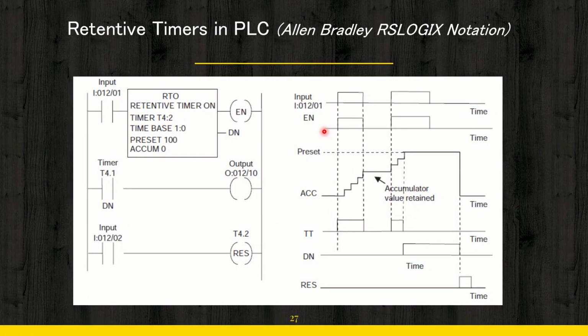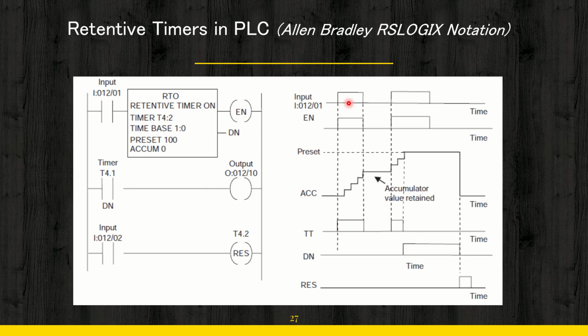Now you can see here, this is the retentive operation in Allen Bradley PLC. This is RTO. RTO means retentive timer, O means on. This you can see timer address is 4.2, time base is 1, preset is 100. That means it will count up to 100 second. Okay, now you can see there very simply there is enable bit, there is done bit, and we have connected the done bit to the output.